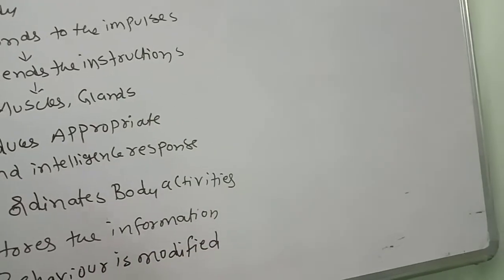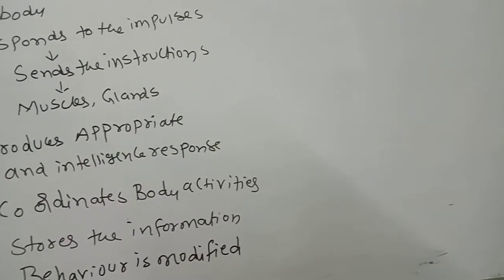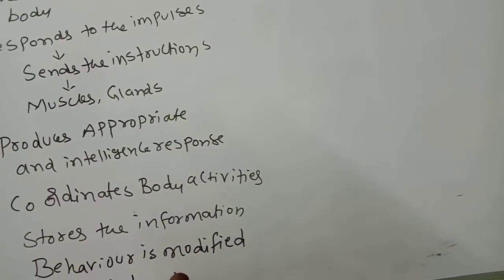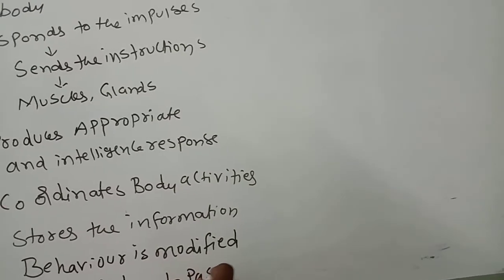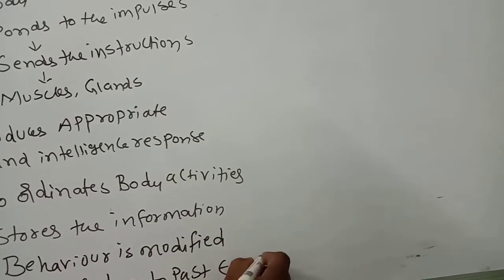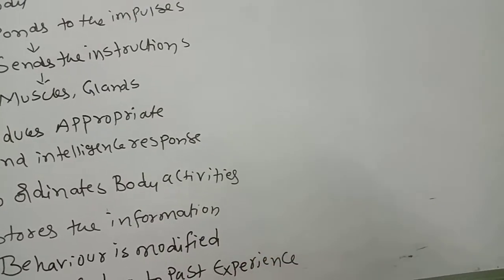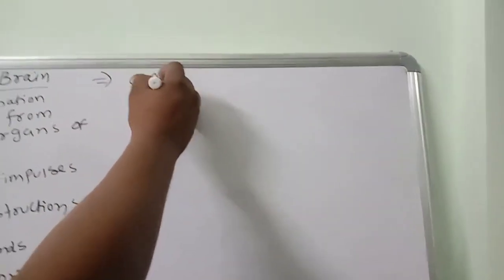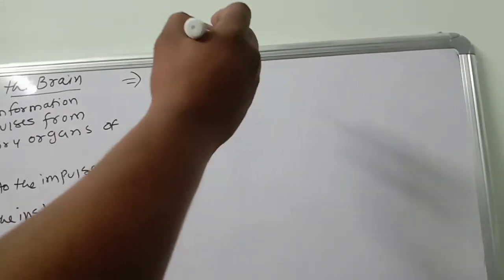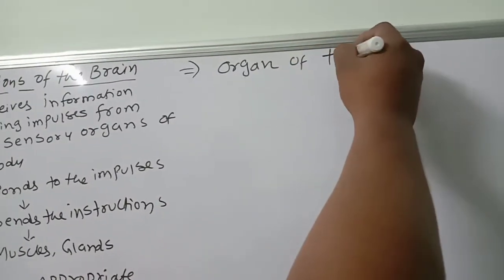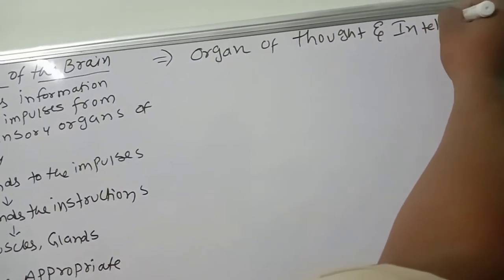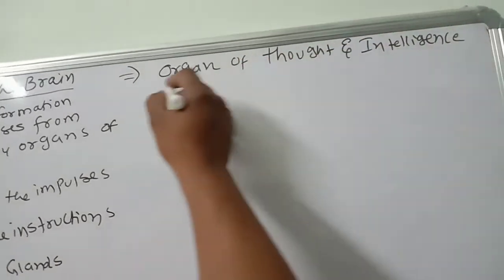Behavior is modified according to the past experience. Very, very important, past experience. Okay, children, this is one important point. Next, this function: the brain is the organ of thought and intelligence. Thought and intelligence, this is another important word.